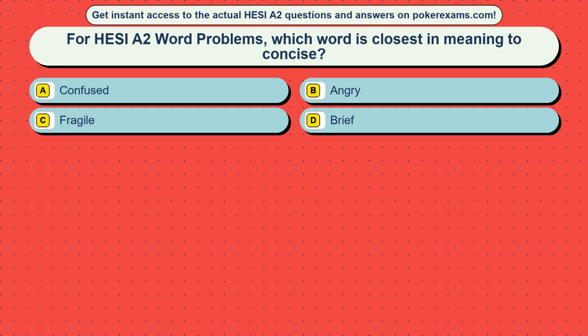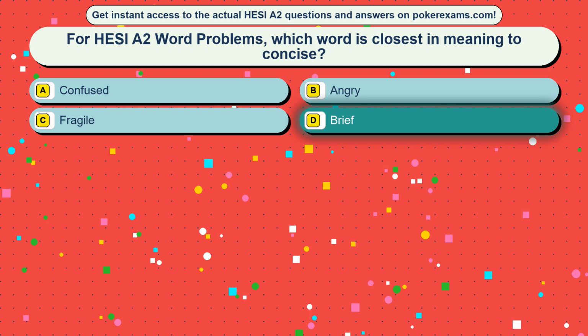Question 22. For HESI A2 problems, which word is closest in meaning to concise? Option A, confused. Option B, angry. Option C, fragile. Option D, brief. The correct answer is option D, brief.